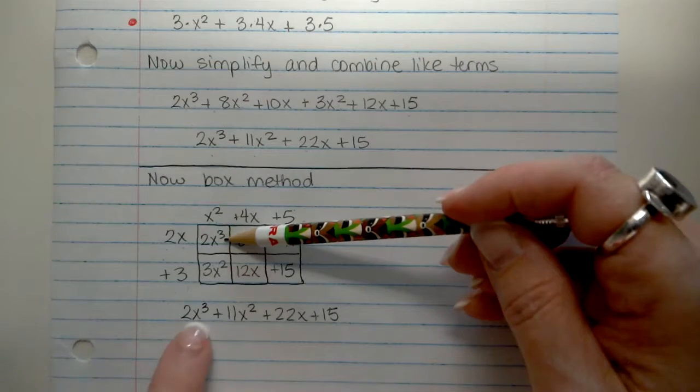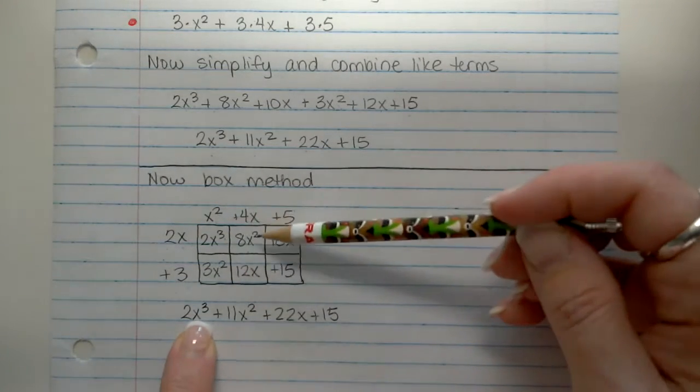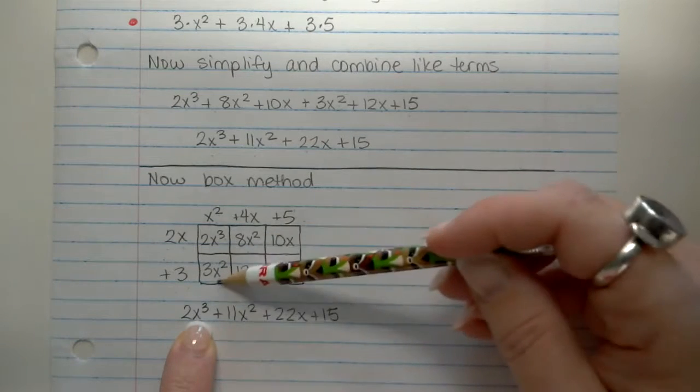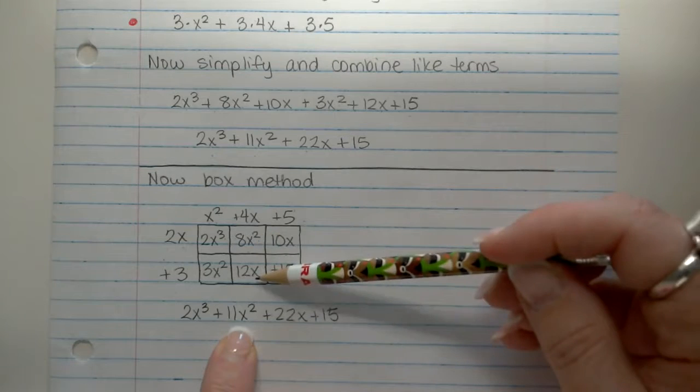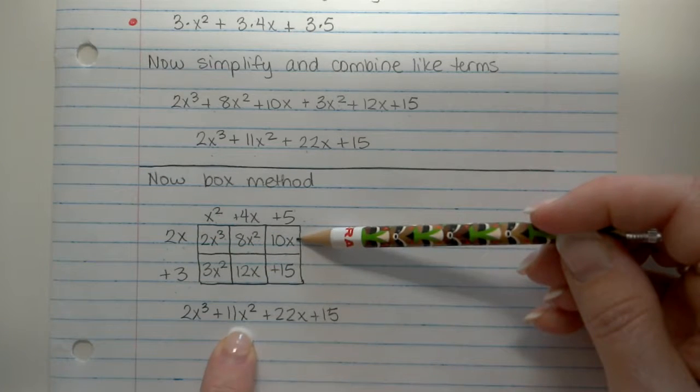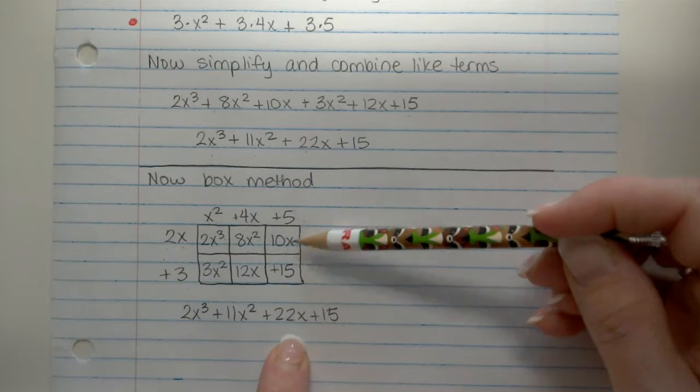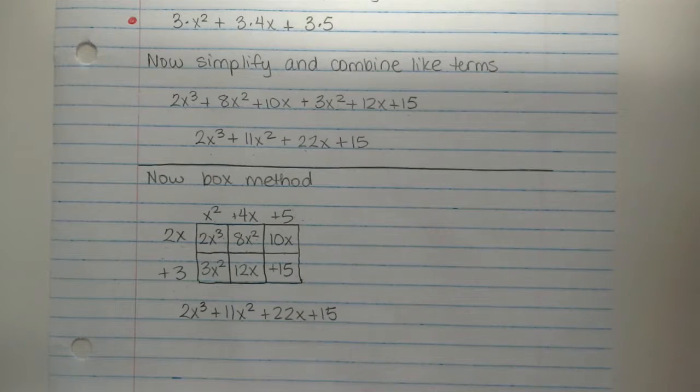There's only one x cubed term, so I bring it out. I notice that I have 3x squared and 8 more x squared, so altogether that's 11x squared. I have a 12x and a 10x that I'm going to add together to get a 22x, and I just have one term with a 15.